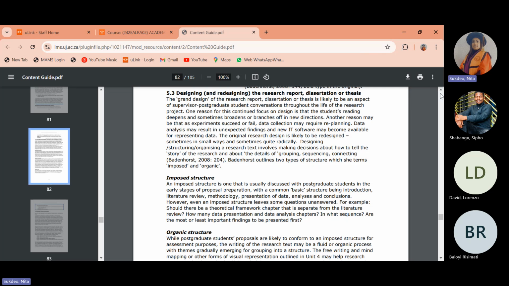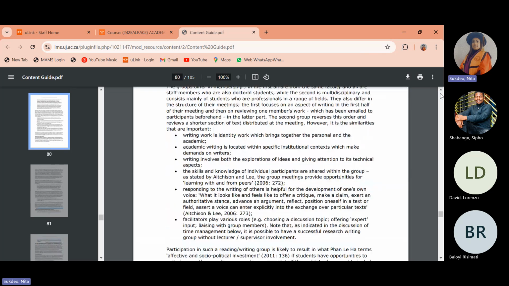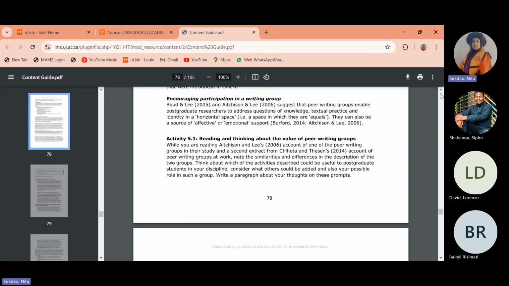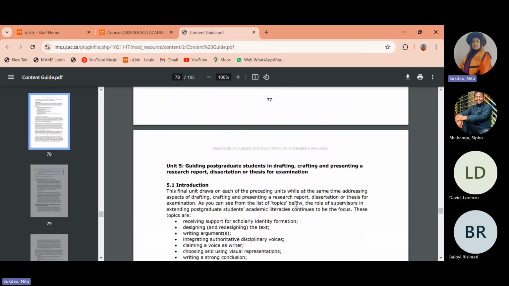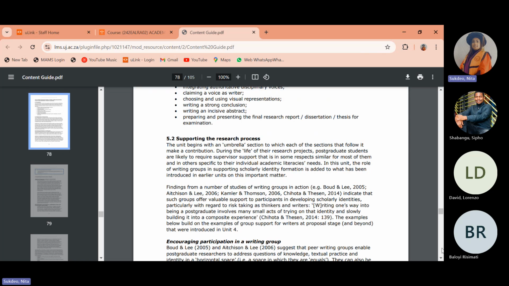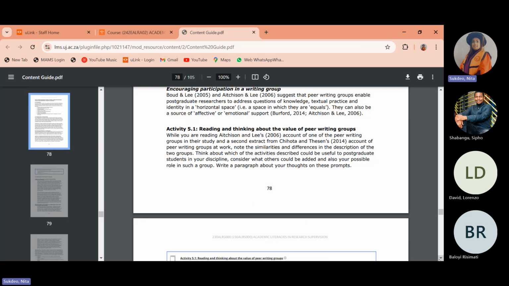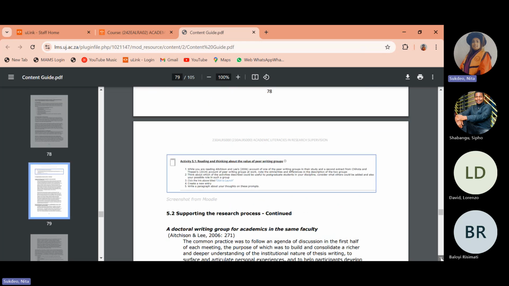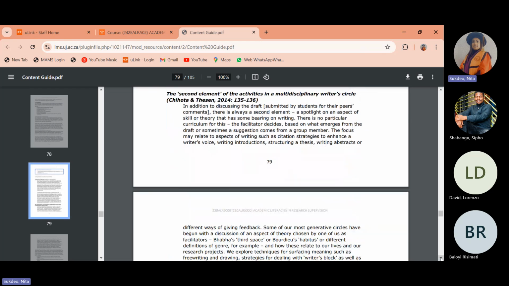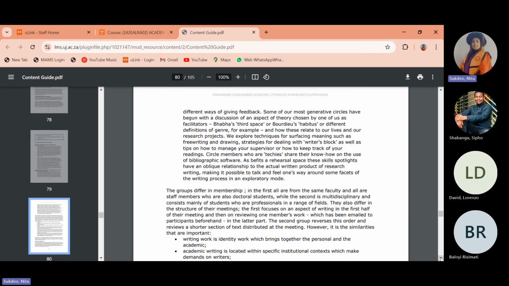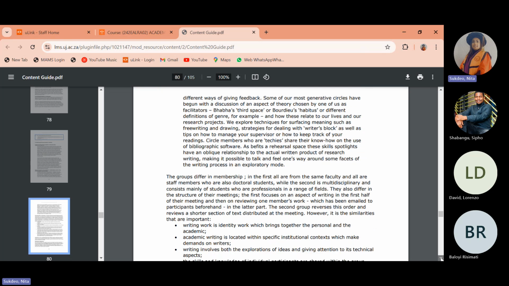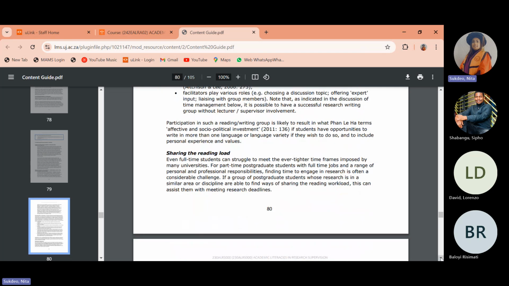So what we were looking at when we left off the last time was Unit 5, where we were looking at guiding postgraduate students in drafting, crafting, and presenting their research report in the form of a dissertation or thesis for examination. So we looked at working in groups, supporting the processes, learning from these peer writing groups, how to actually go about structuring the work that they need to submit for exam, your duty and your responsibility as a supervisor, guiding the student, supervising the student on what they need to do.